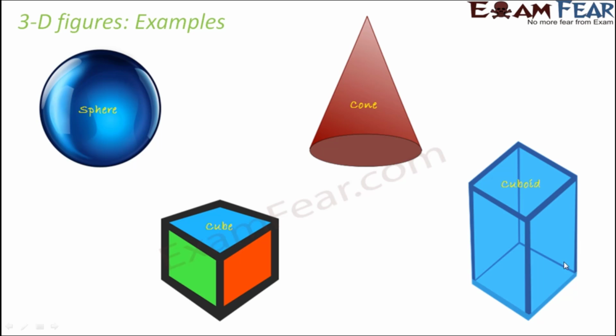So a sphere is 3-dimensional. You think of a cone. The best example of a cone that you can think of is the ice cream cone.